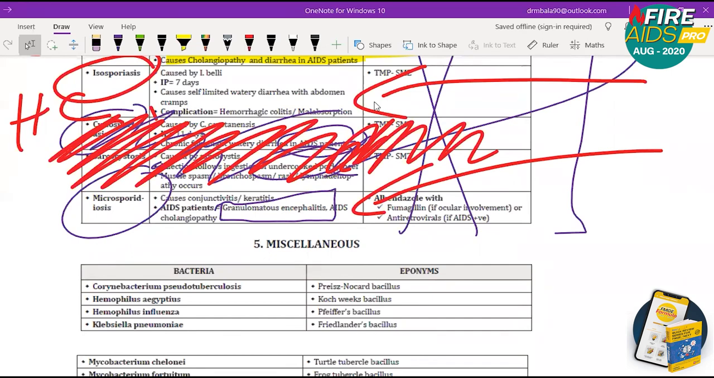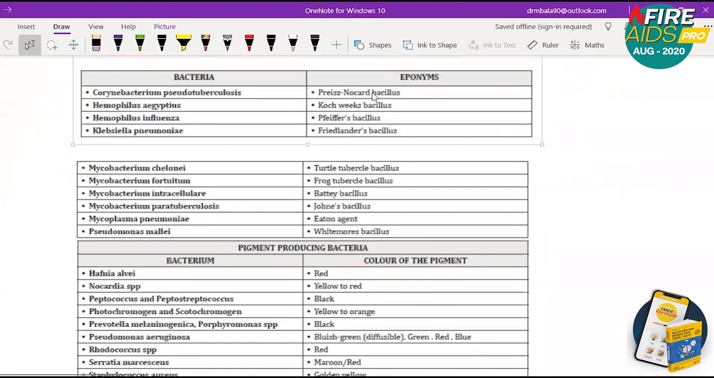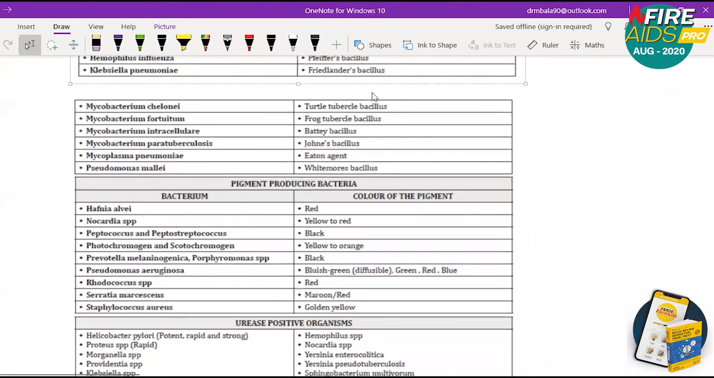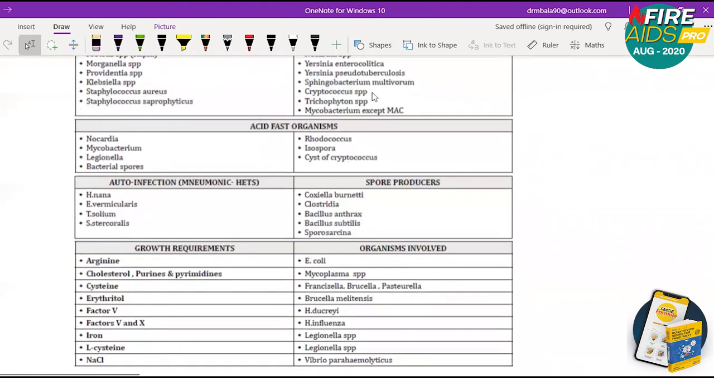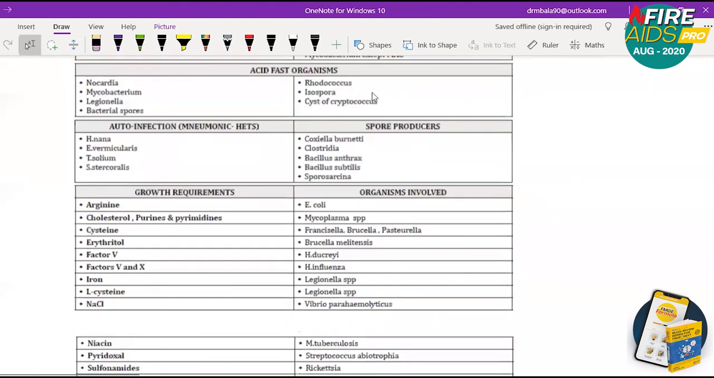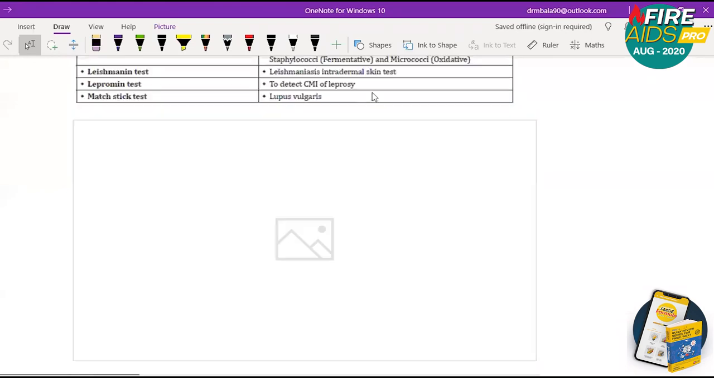Yeah, good. So this totally ends our discussion. We are done with all the topics. There are some miscellaneous points, but I think this is for your revision. You should go through these points for revision. I'm not going to read these points for you.